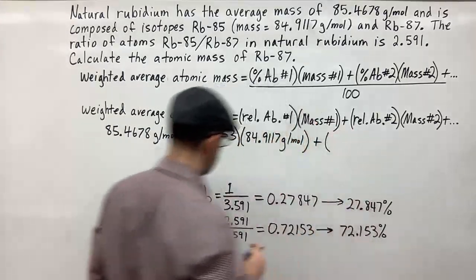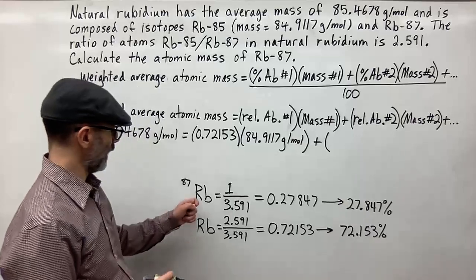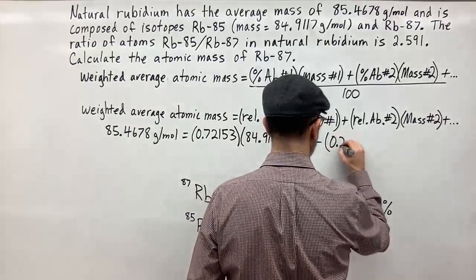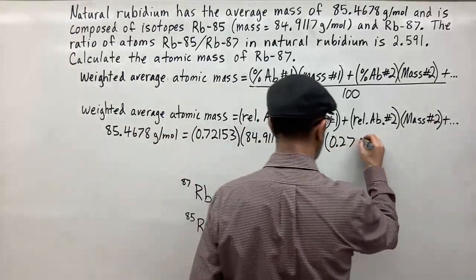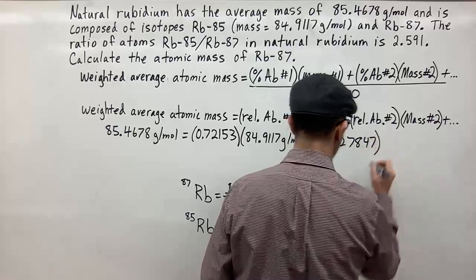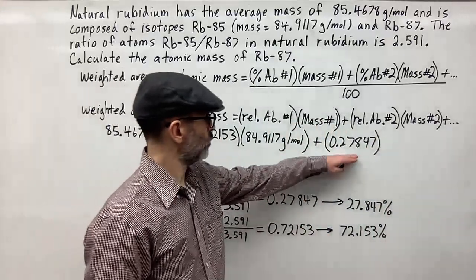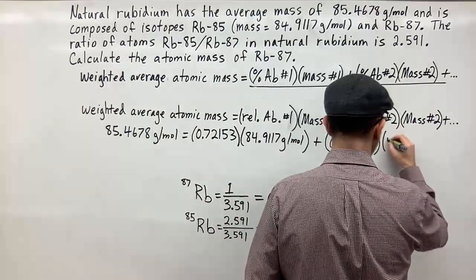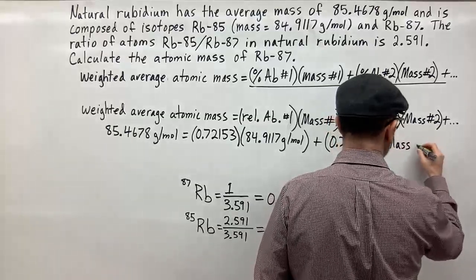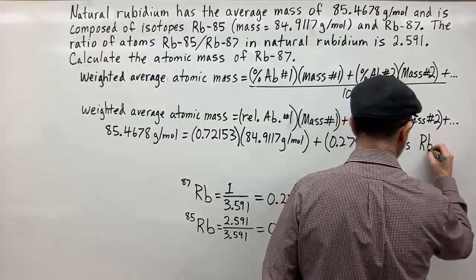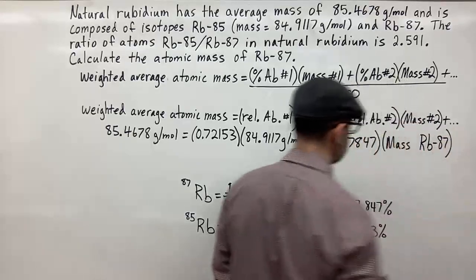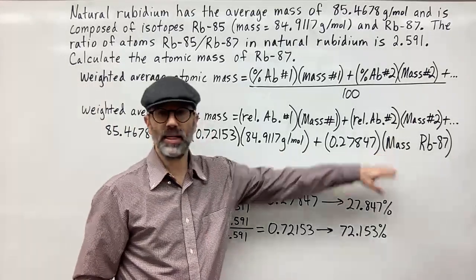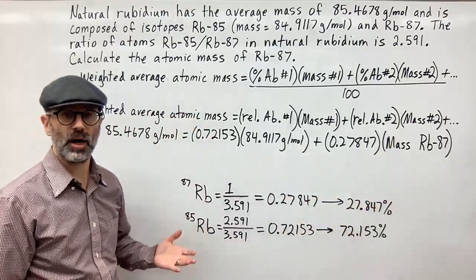And then I'm going to add to that the relative abundance of the second isotope, which is rubidium-87, which is 0.27847. And I'll multiply that by its mass, which we don't know. So we're just going to leave it as the mass of rubidium-87. Now look, we know everything except for this, so we could easily solve this equation for the missing part.